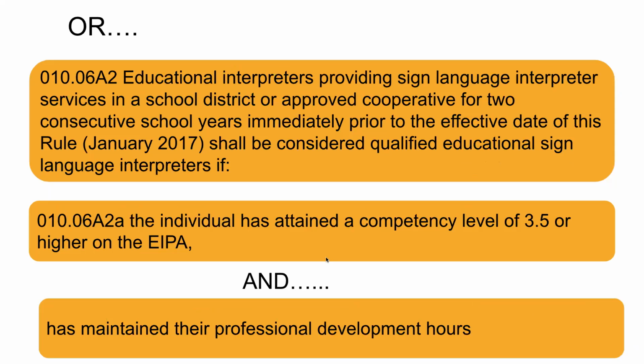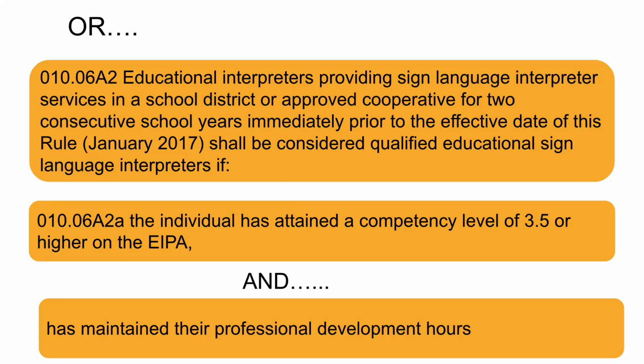So all of that is an and. Now we come to an or. Or we might have a person who has that high school equivalency diploma, and now maybe they were working prior to that adapting Rule 51 in January 2017. So in 2017, we raised the bar from a 3.5 to a 4.0 on the EIPA.